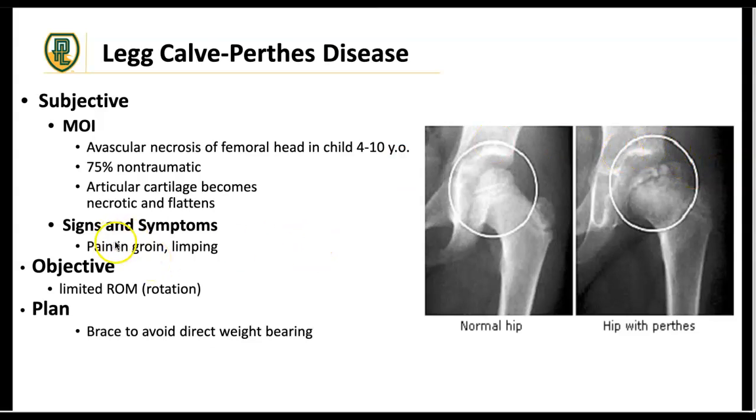So the signs and symptoms are going to be groin pain and limping, right? Which, oh man, that could be anything. That could be a femoral neck fracture, right? That could be some type of adductor pathology. So ultimately what we have to do is refer them out, right?